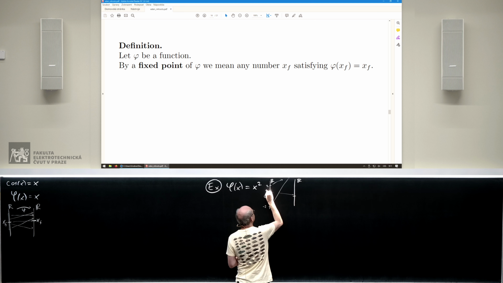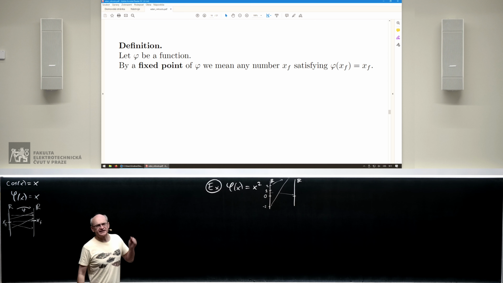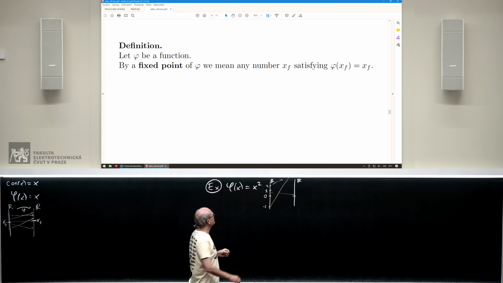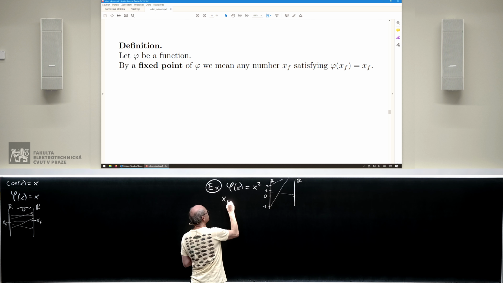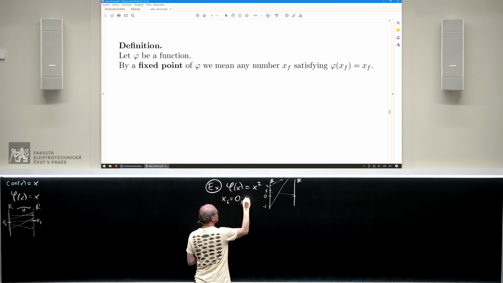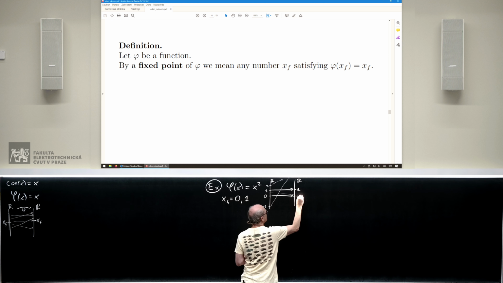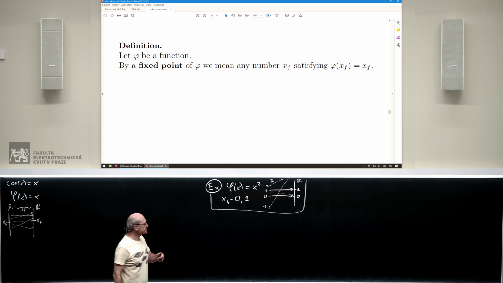And then we ask the question, okay, are there any numbers which are actually sent to themselves? Are there any numbers which stay unchanged when we apply this function to them? And that's actually a very simple question. The answer is yes, there are such numbers. One of them is 0, obviously, and the other one is 1. So 0 is sent to itself, and 1 is sent to itself. And we have two beautiful fixed points. Nice. Let's try another example.